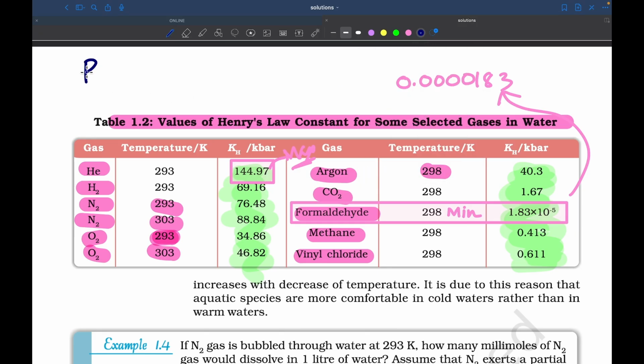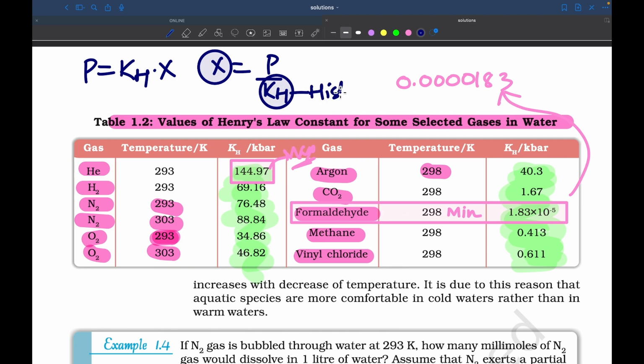So partial pressure equals KH into x, right? Yeah, x equals partial pressure by KH. So for the partial pressure of the gas, x and KH are inversely related. जिसका ये highest है उसका x या solubility कैसे होगा? लोएस्ट होगा. तो लोएस्ट solubility किसको होना चाहिए? हीलियम को होगा, राइट? So this has got the lowest solubility at 298 Kelvin, right?